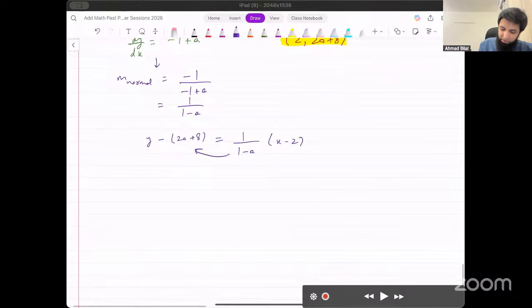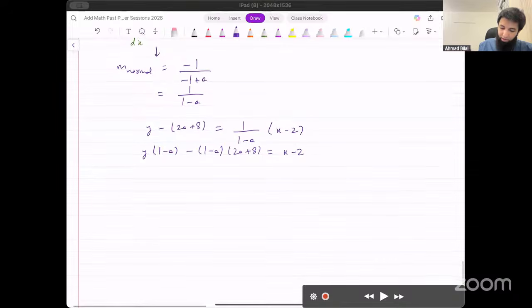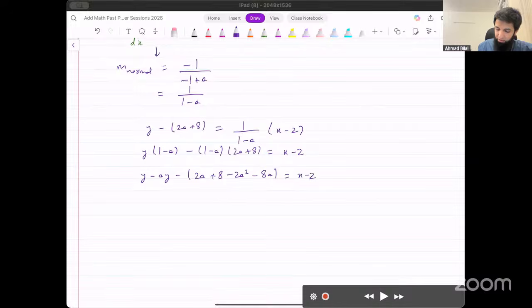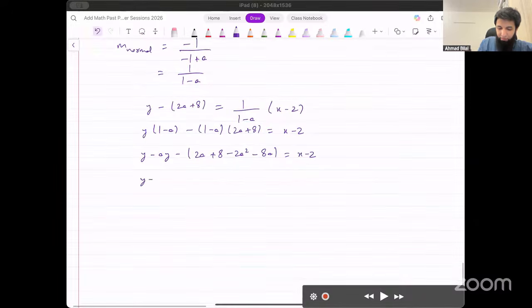Let's simplify this, multiply this a on the left side. That gives me y into 1 minus a minus 1 minus a into 2a plus 8. On the other side, we've got x minus 2. And that gives me y minus ay minus 2a plus 8 minus 2a squared minus 8a equals x minus 2. Let's simplify this further. y minus ay minus 2a minus 8 plus 2a squared plus 8a equals x minus 2.